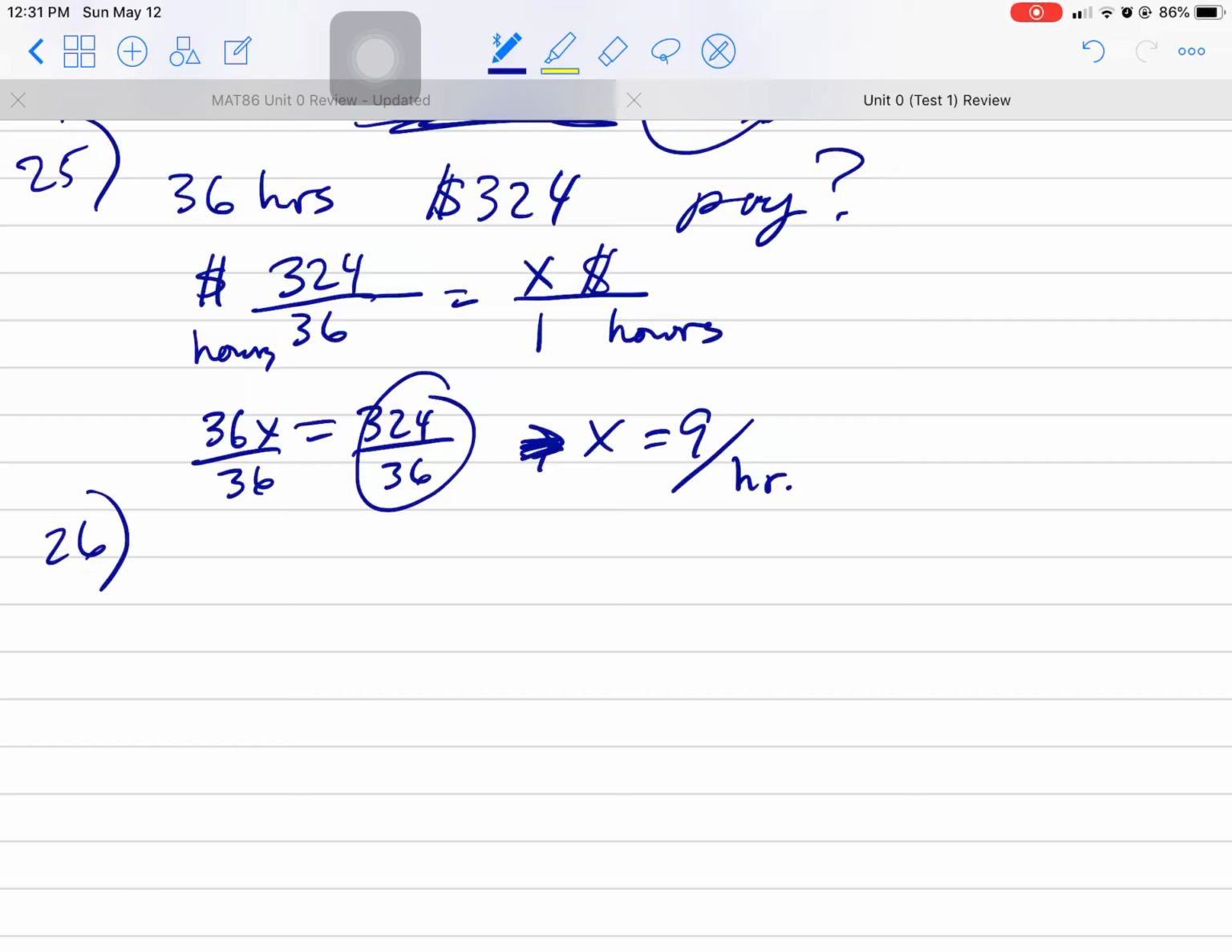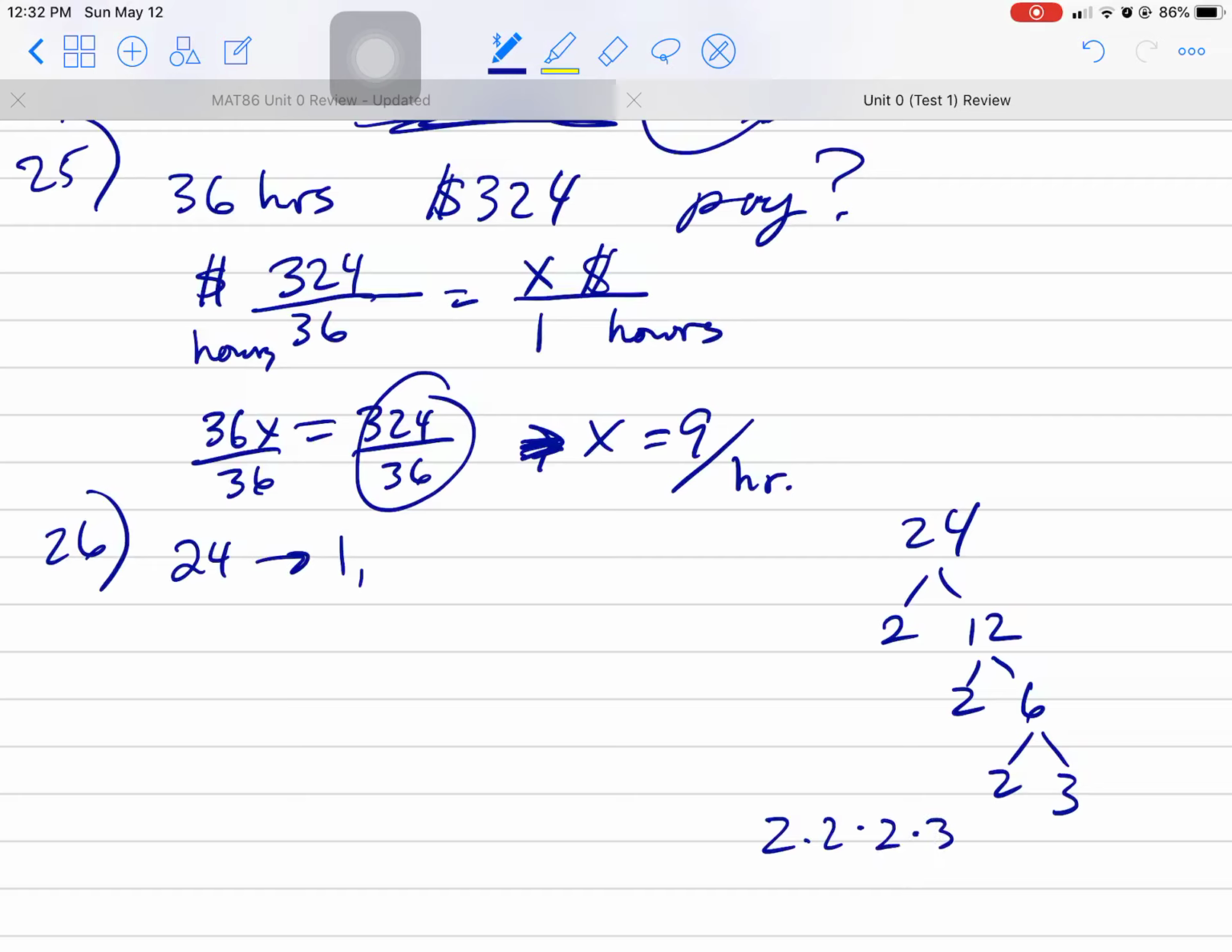26 says write all the factors of 24. Use commas to separate them. Factors of 24. Well, 1 is a factor. Here, let me make a factor tree. 24, it's even, so 2 goes into it. 12 times 2, and 6, 2 and 3. So this is 2 times 2 times 2 times 3, the prime factorization of 24. To get the factors, you do all the different combinations of these factors.